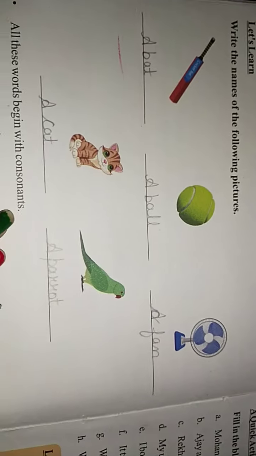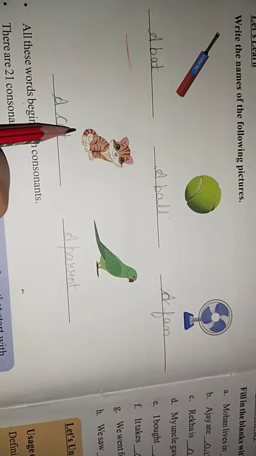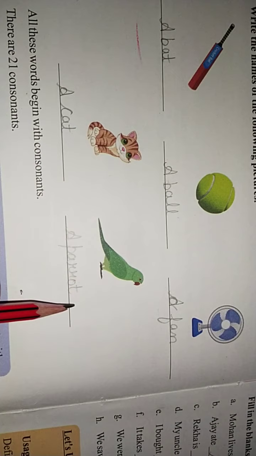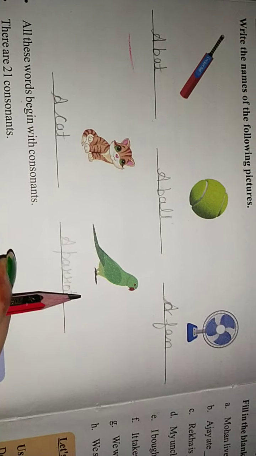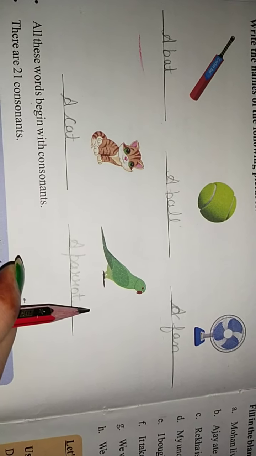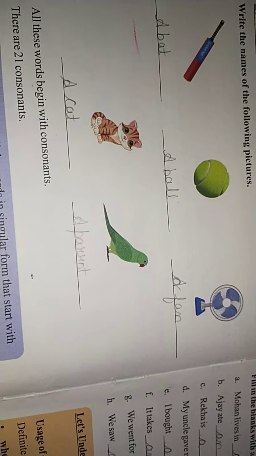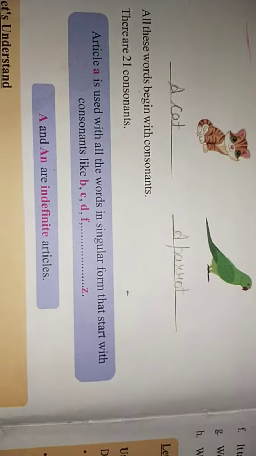Now in this activity again we have to write the names of these pictures: a bat, a ball, a fan, a cat, a parrot. We have written a because these words are first of all singular. Singular form means when we are talking about only one thing. They are also starting with the consonants b, b, f, c, p. That's why we are using a with them.